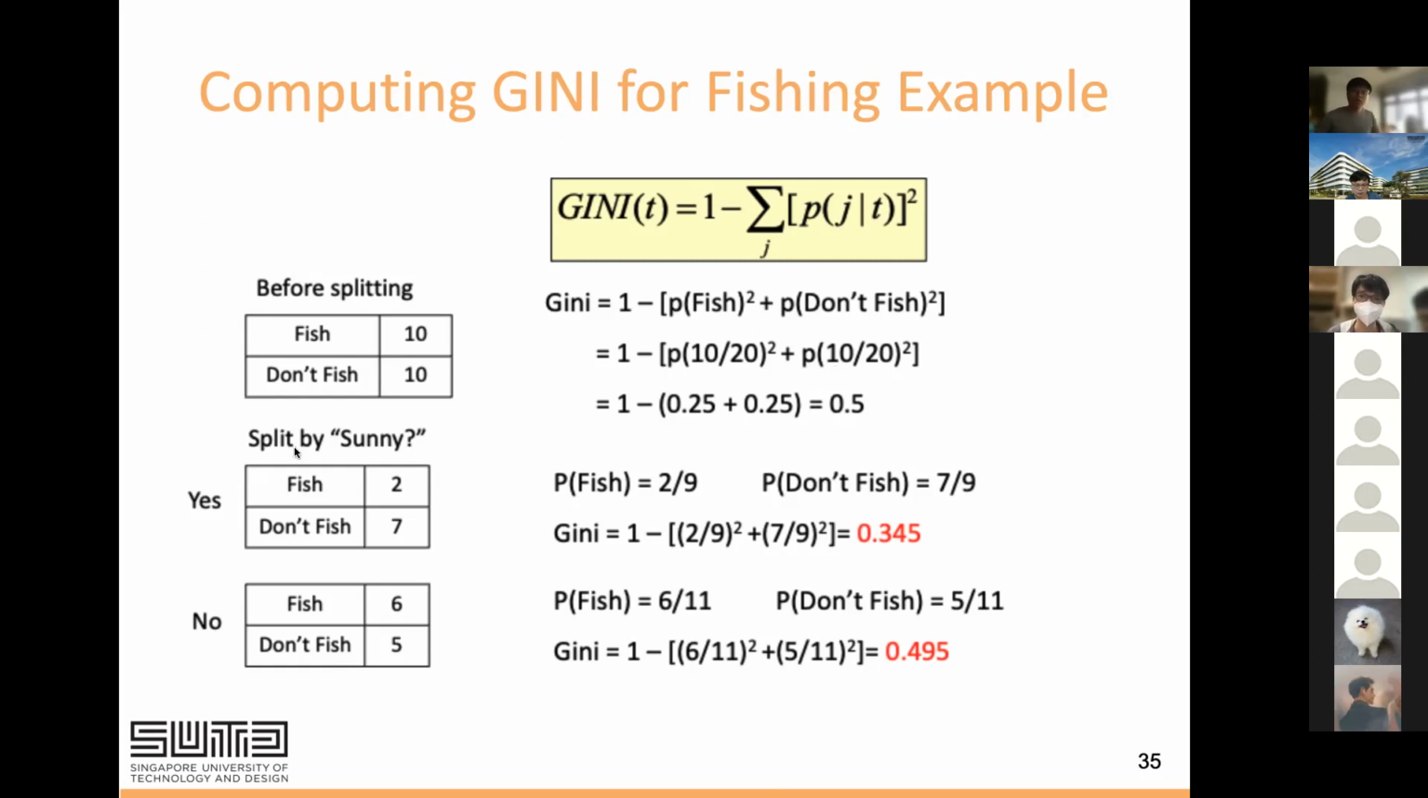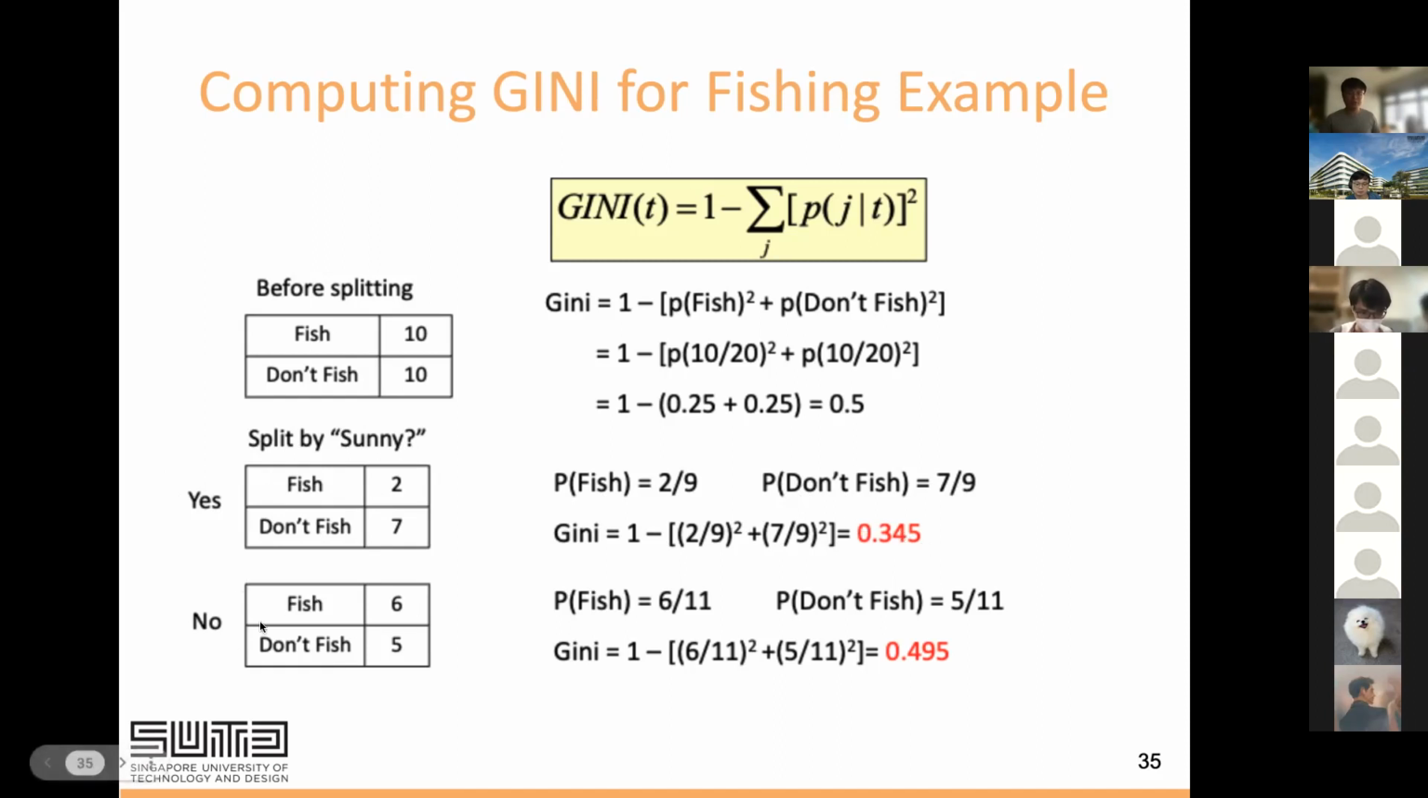Next, if we go by the features making the split based on whether the weather is sunny or not, first we can see the probability of fish is 2/9, so we take the value and square it. The probability of don't fish is 7/9, and we square that value too. Even though we split by sunny and the weather is indeed sunny, this leaf node is not very pure, because as you can see, the majority goes to don't fish, but there are 2 people who still fish when the weather is sunny. So the Gini index for this class is 0.3405.